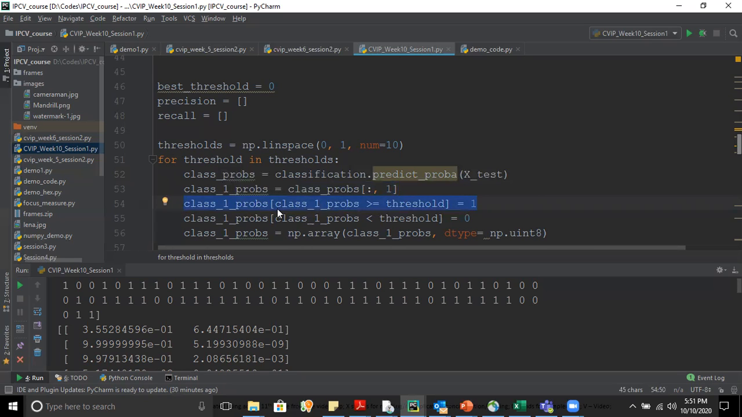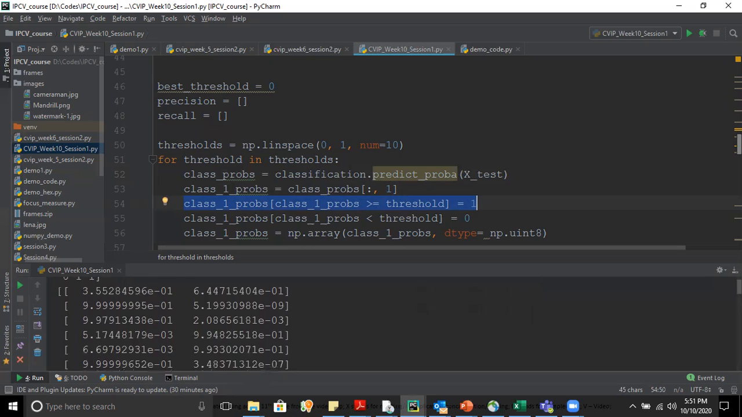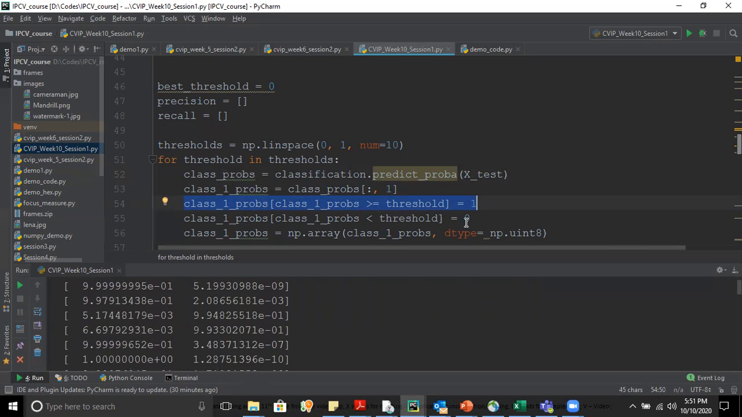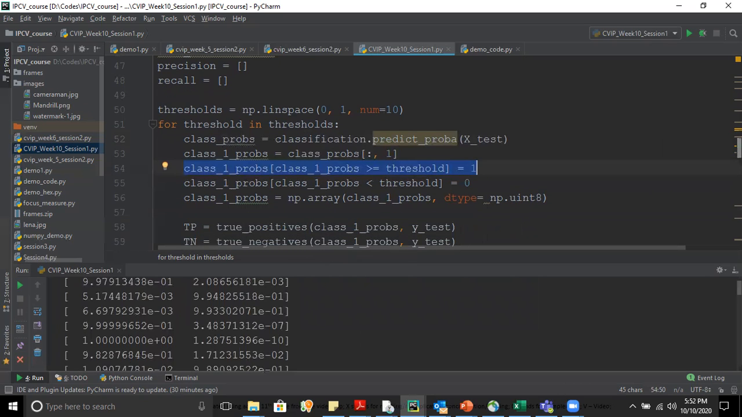Now I'm assigning: whichever values, if you see 6.44, 5.19, 2.08, whichever values are greater than or equal to threshold, all those values will be assigned 1. And whichever values are less than threshold, I am assigning all those values 0. So I have a series of ones and zeros at this point of time.